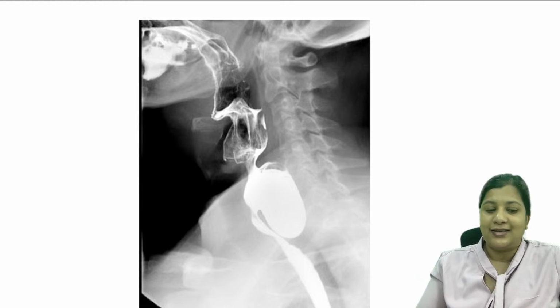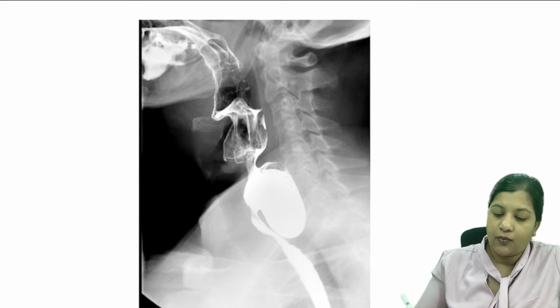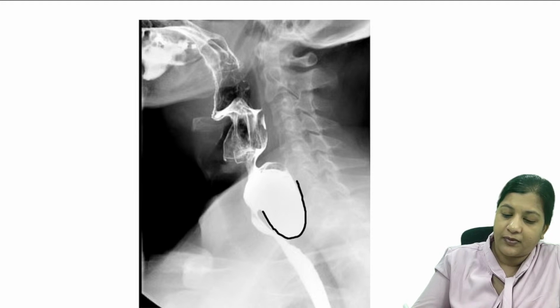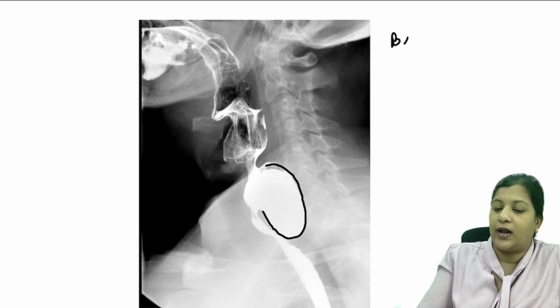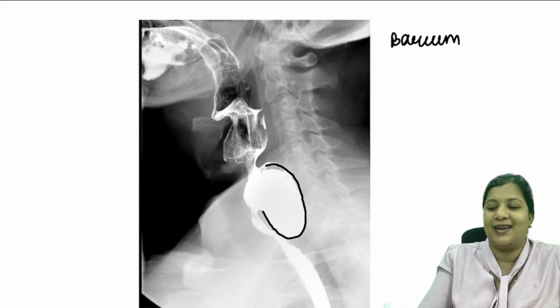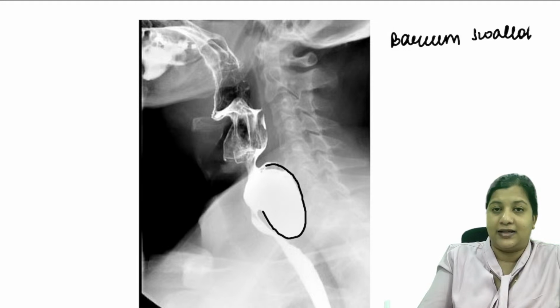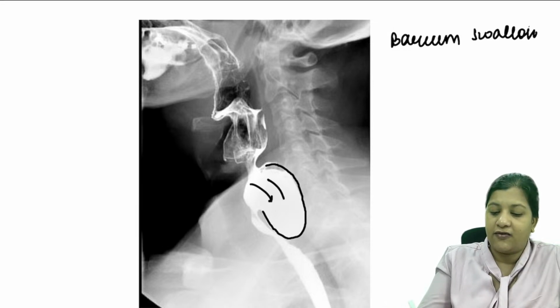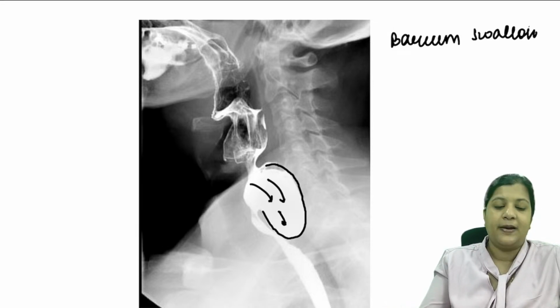Now let us go to the next image. Look at this image. What are you seeing here? We have done a barium swallow. We have given a meal mixed with barium to the patient and taken an X-ray. You see that something is getting filled with the barium. What is this? Yes, very good.